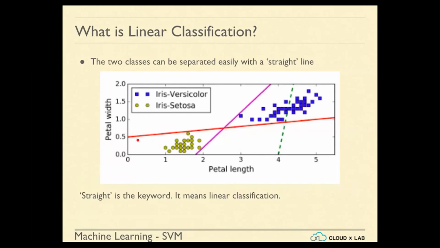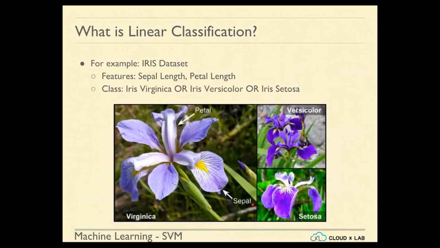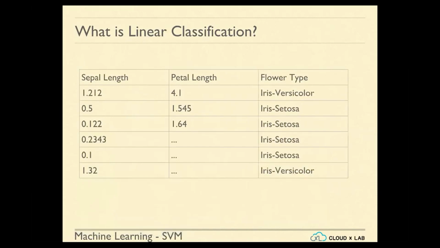All right, and here the keyword is linear classification. Now, what we were doing is we took two features, sepal length and petal length, and there were three classes: Virginica, Versicolor, and Setosa. These are the three classes which we are trying to separate, right? And if we take a look at the sepal length, petal length, and flower type, those are the details. This is the data which we are going to talk about.